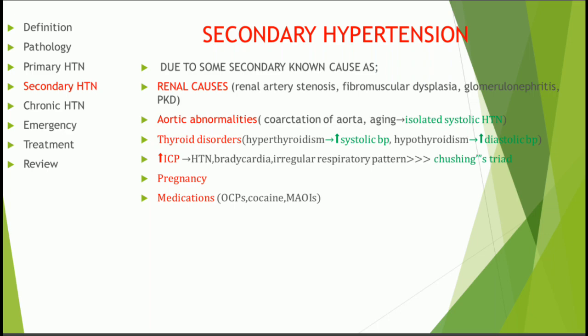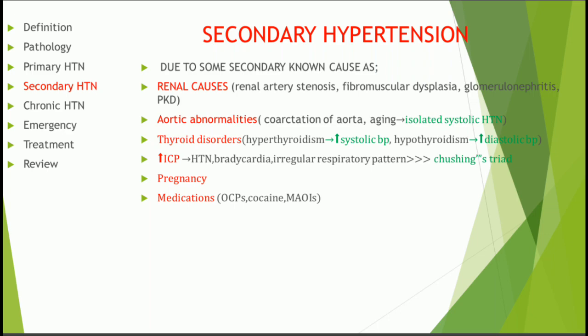However, unilateral renal artery stenosis does not lead to chronic kidney disease, but bilateral renal artery stenosis results in chronic kidney disease, leading to end-stage renal failure. Similarly, some renal parenchymatous diseases such as glomerulonephritis, polycystic kidney disease, and diabetic nephropathy lead to secondary hypertension.